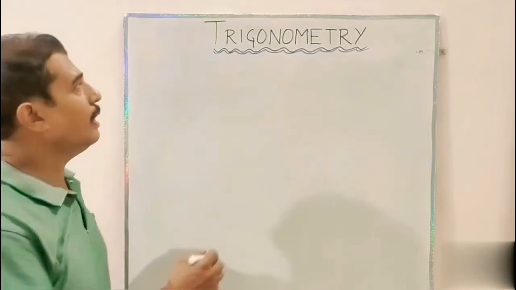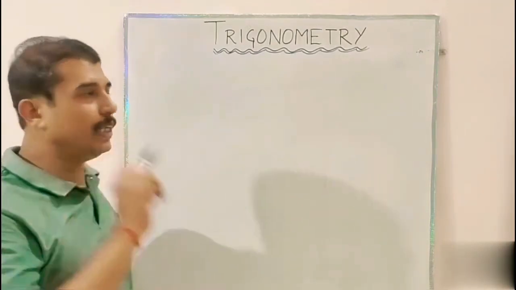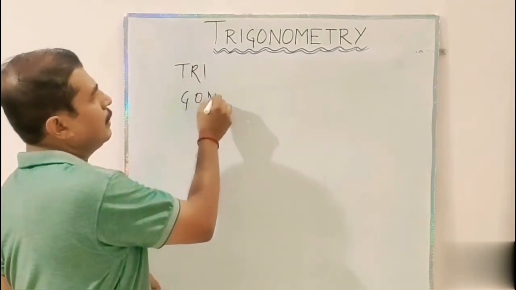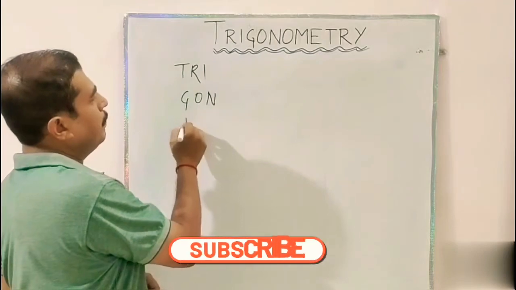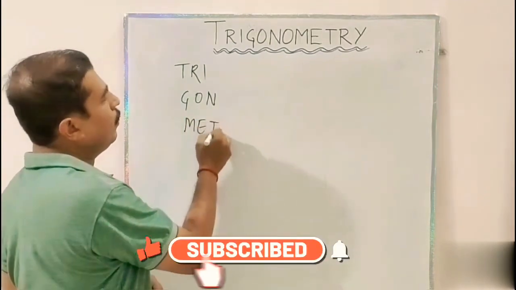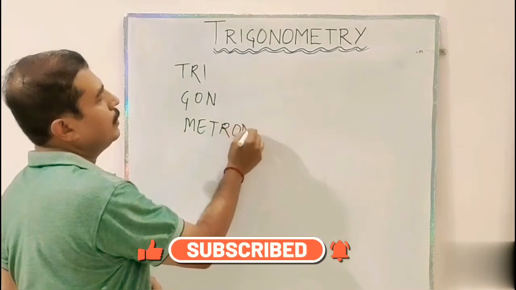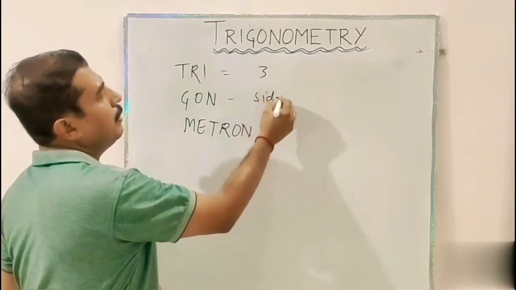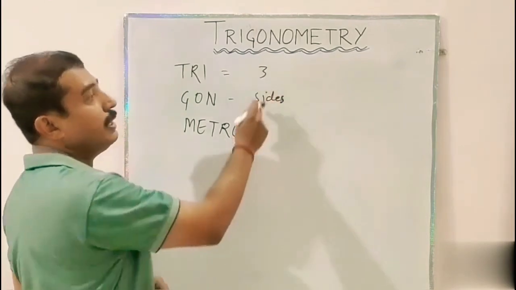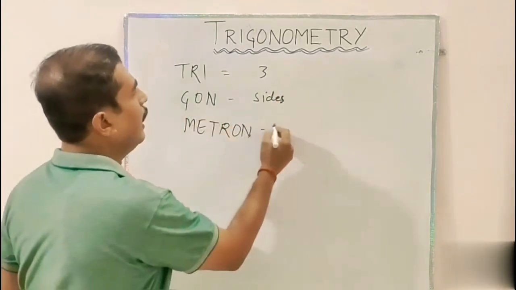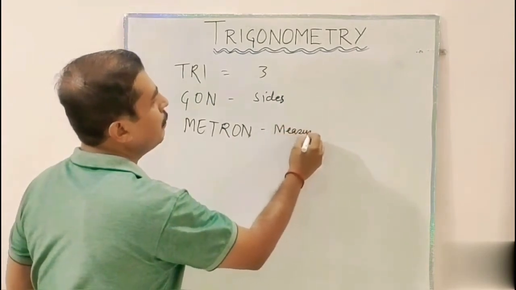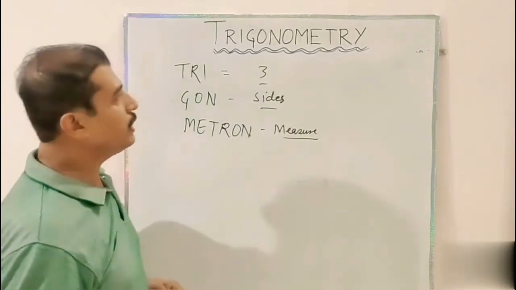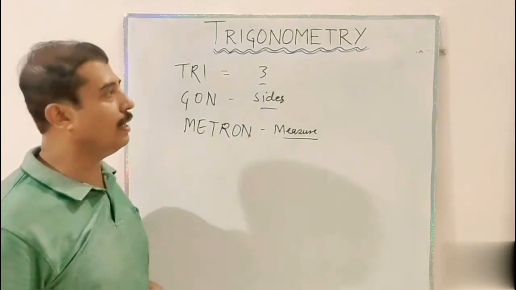ट्रिग्नोमेट्री एग्जैक्टली क्या है? ट्रिग्नोमेट्री इज कॉम्बिनेशन ऑफ थ्री वर्ड्स, tri, gon and metry or metron. So tri is three, gon means sides, so we all relate this to three sides. Three-sided figure is triangle, and here metron means to measure. Trigonometry is the study of the relationship among three sides of a triangle.